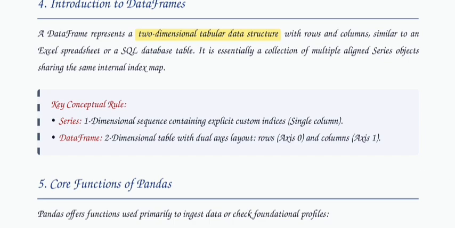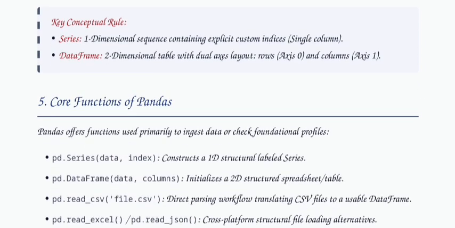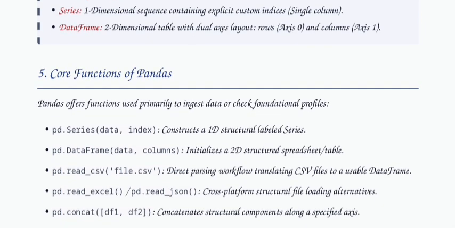The core functions of Pandas. Pandas offers functions used primarily to ingest data or check foundational profiles. Pandas also has an alias name, just like NumPy. For NumPy, the alias name is np. For Pandas, the alias name is pd. By using the as keyword, we provide this alias name. Instead of using the full name, we can simply import Pandas using the alias pd. pd.Series, pd.DataFrame, pd.read_csv, read_excel, concat, etc.